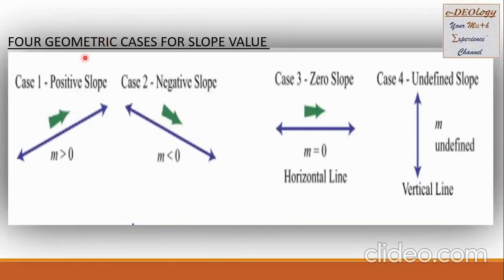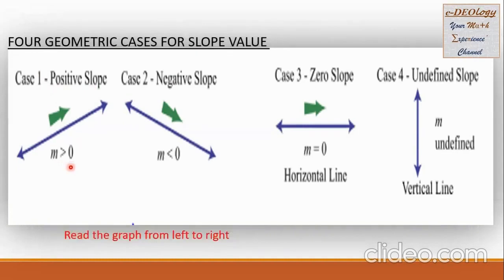There are 4 geometric cases for slope value. Case 1 is positive slope. The symbol is here, m is greater than 0. Take note that we're going to read the graph from left to right. So the line is here. It's like going upward, but we can say that this is inclined to the right.